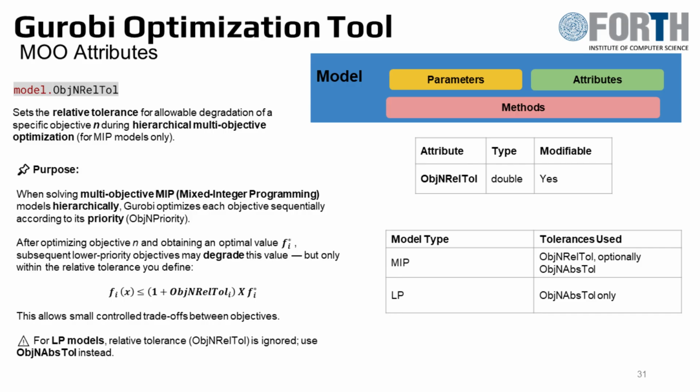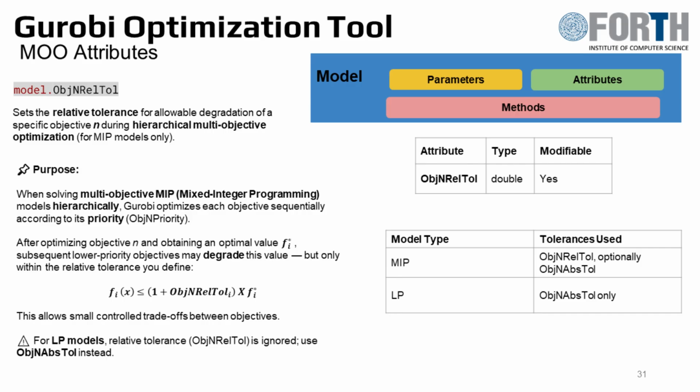This is where obj-n-reltol becomes essential. Obj-n-reltol defines the relative tolerance that allows a controlled degradation of a higher priority objective when optimizing lower priority ones. Here's how it works conceptually. First, Gurobi optimizes the higher priority objective and finds its best value.